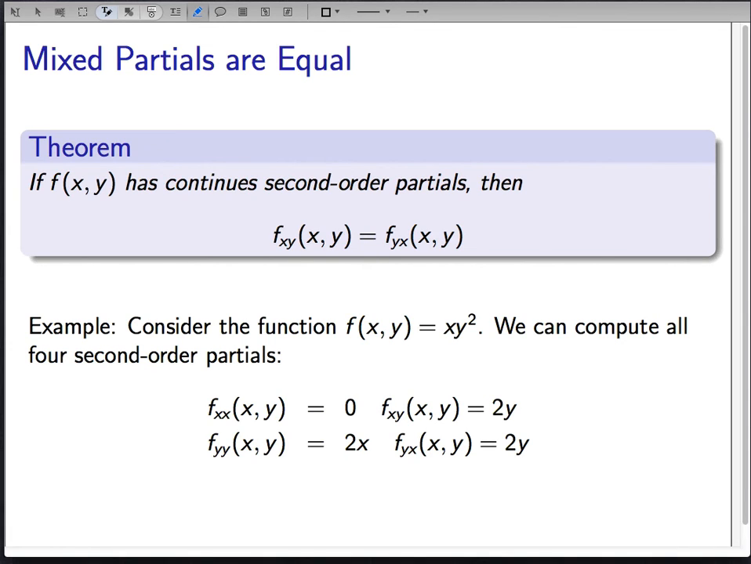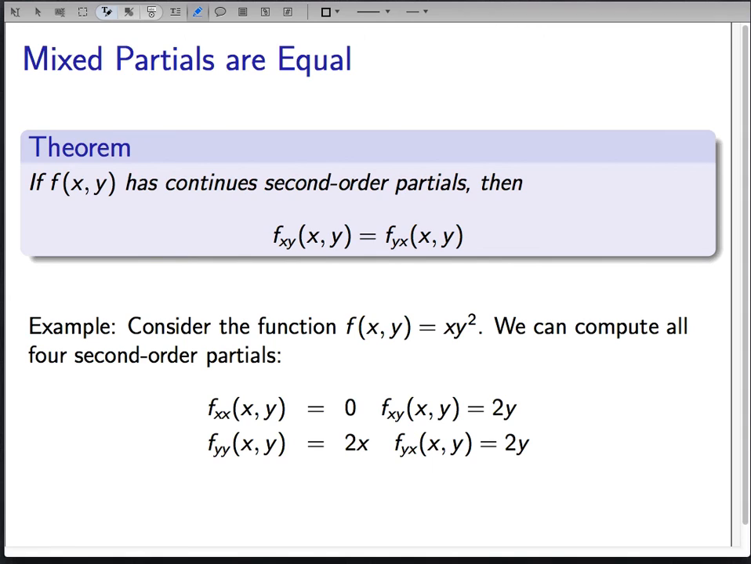Okay, so what you might have noticed as we were computing some of the mixed partials, so taking a derivative of f with respect to x and then y, we could do that in two different ways. We could take a derivative with respect to y and then x, and the question is, how do these things relate? And it turns out that the theorem for most of the functions we're going to encounter that have nice continuous second order partials, those second order mixed partials are equal.